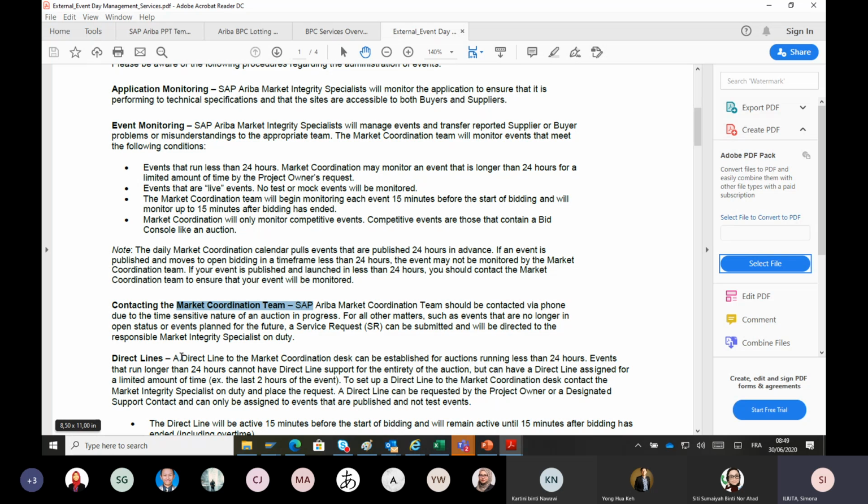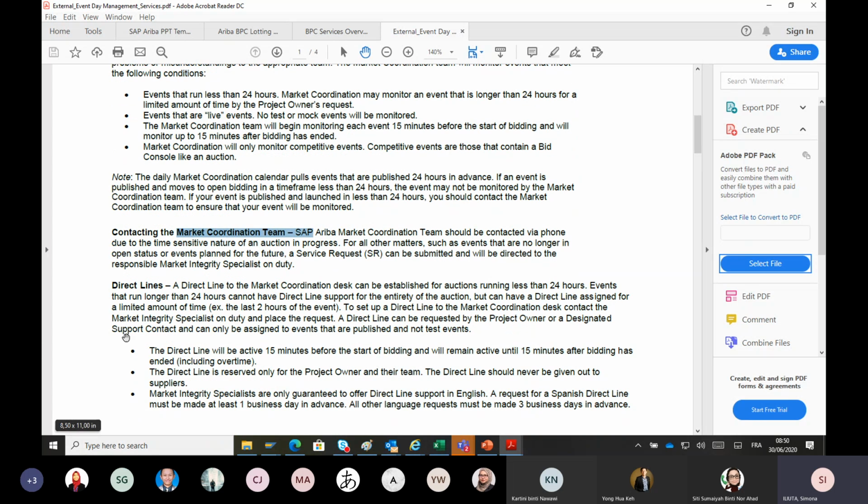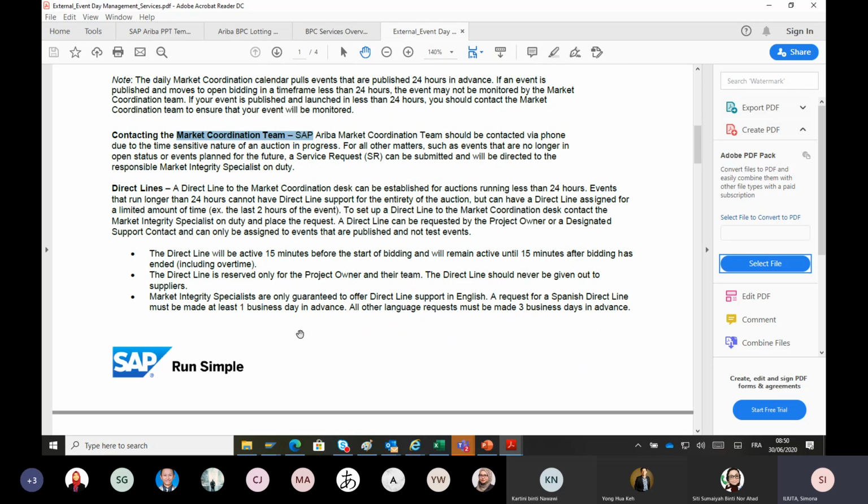A direct line means that you have a direct line assigned for a limited amount of time. To set up the direct line to the market coordination desk, contact the market integration specialist on duty and place the request. The direct line can be requested by the project owner or a designated support contact and can only be assigned to events that are published and not test events, so live auctions. And here we have some details about this direct line.